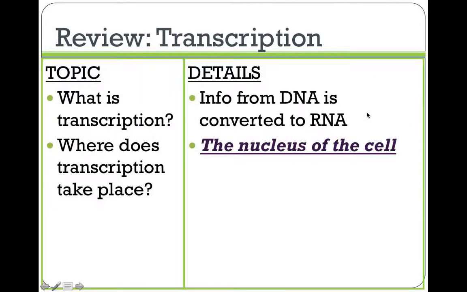So again, today we're talking about transcription, and I just wanted to review, to begin with, what transcription actually is. This is the process when information from DNA is converted to RNA. And as you follow along in your guided note sheet, you'll see this is already filled in. What's not filled in is this next one. The question is, where does transcription take place? The answer is the nucleus of the cell. Because remember, DNA is in the nucleus. So that's where transcription has to happen.